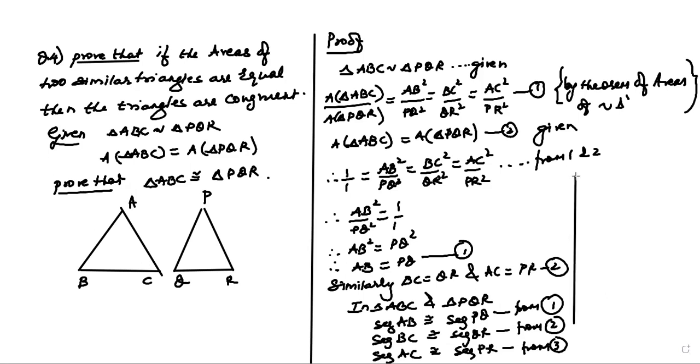I'm writing it here. Children, I'm completing the last line in this column, okay? Therefore, triangle ABC is congruent to triangle PQR by SSS test. So you can see here, children, if the areas of two similar triangles are equal, then the triangles are congruent.